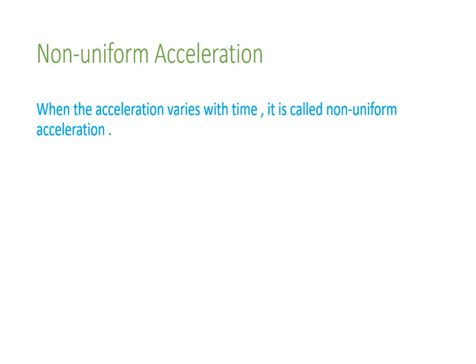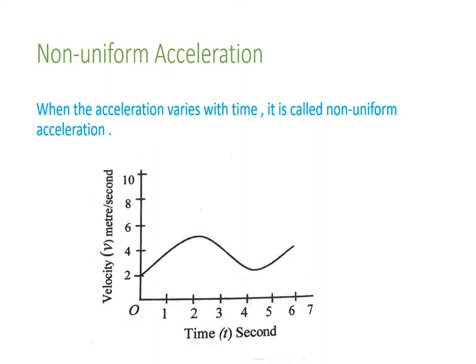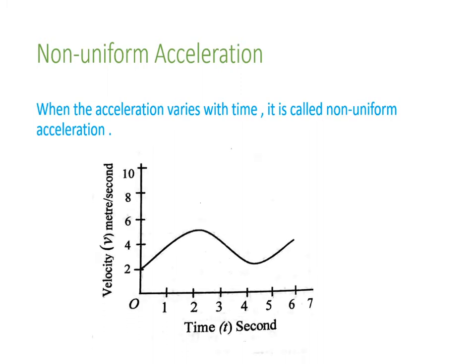Non-uniform acceleration. When the acceleration varies with time, it is called non-uniform acceleration. Here we see a graph which represents non-uniform acceleration. This curve represents a non-uniform acceleration. The increment and diminution has been shown in time versus velocity by this curve.